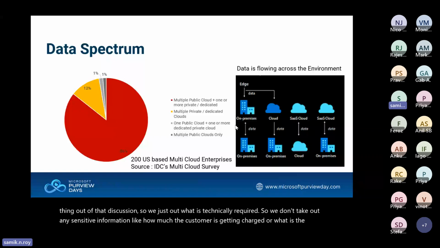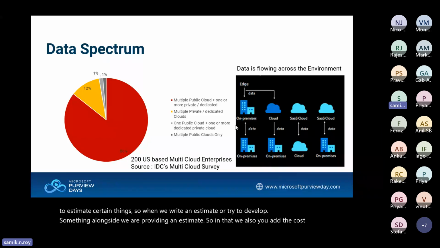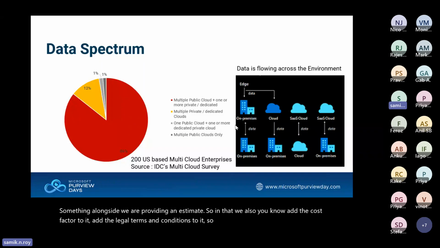But on the other hand, let's say we are expected to estimate certain things. When we write an estimate or develop something alongside, we are providing an estimate. In that, we also add the cost factor and the legal terms and conditions. So with that, it becomes sensitive again, right? These are certain transactional areas through which the data becomes sensitive or loses its sensitivity.